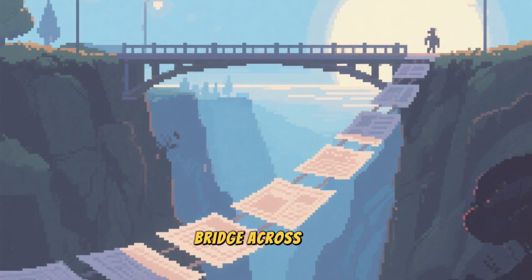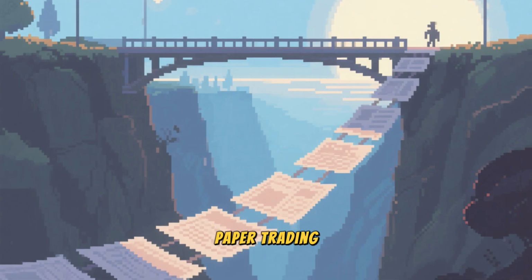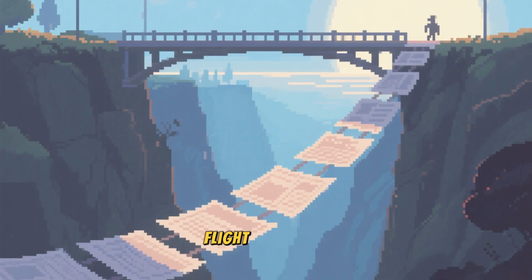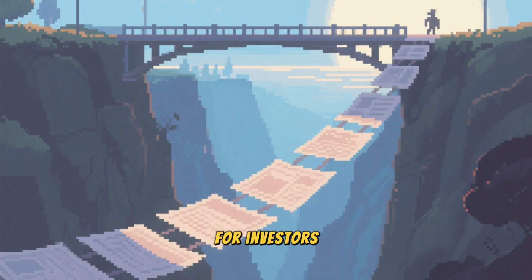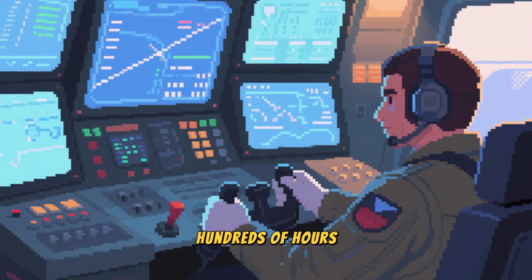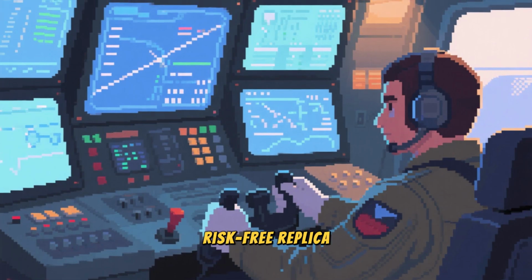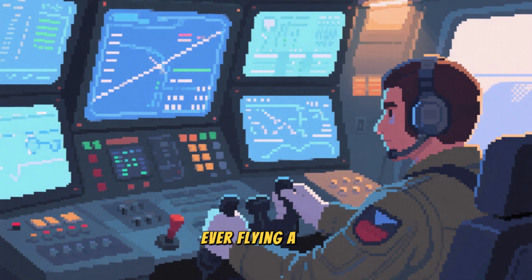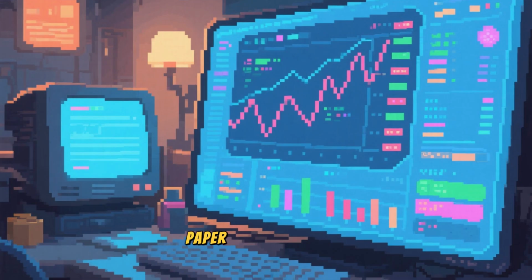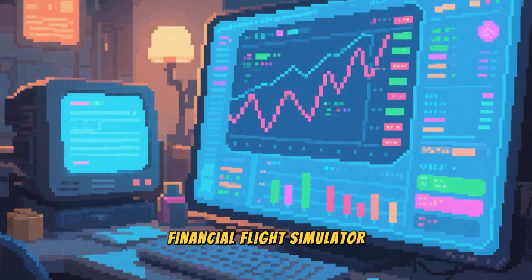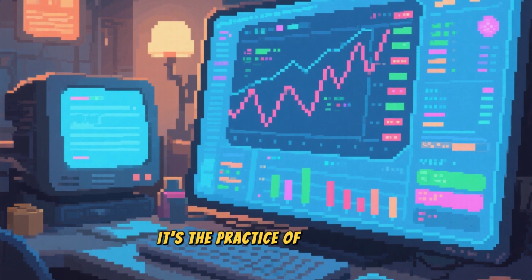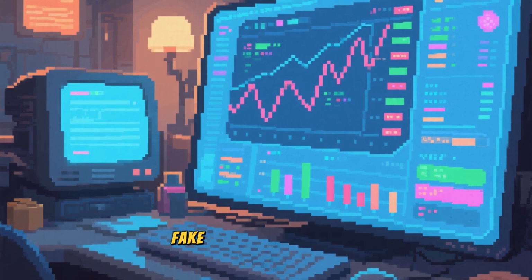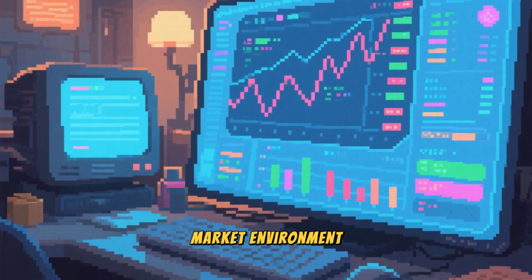So what's the bridge across that gap? It's called paper trading. Think of it as a flight simulator for investors. Pilots spend hundreds of hours in a perfect, risk-free replica of a cockpit before ever flying a real plane with passengers. Paper trading is your financial flight simulator. It's the practice of executing trades with virtual, fake money in a real-time market environment.